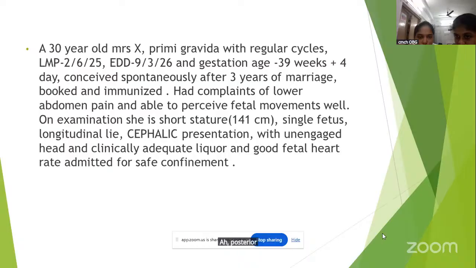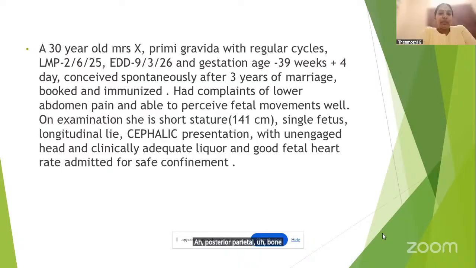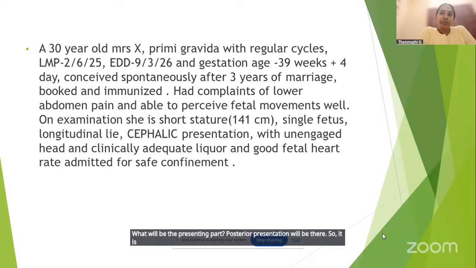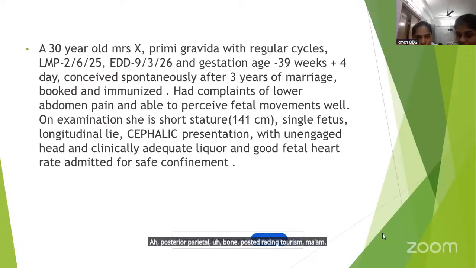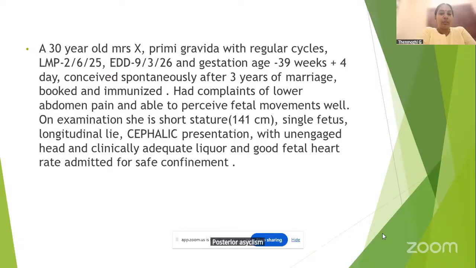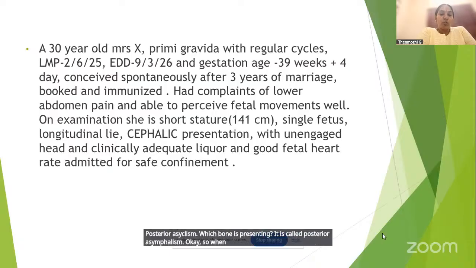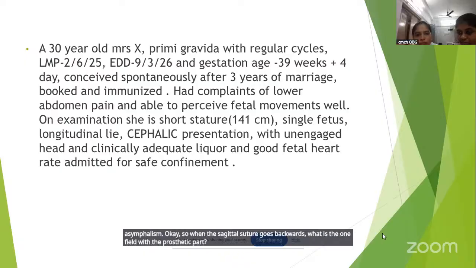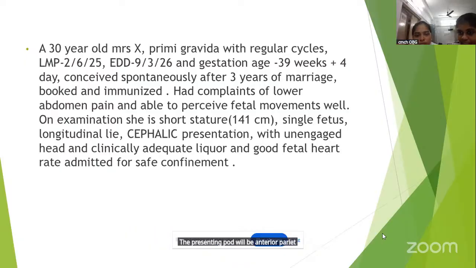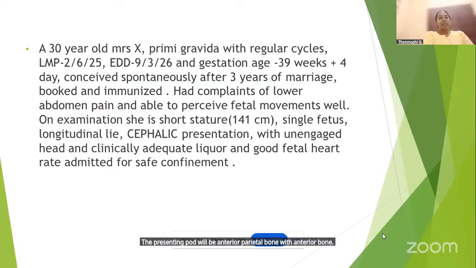The posterior parietal bone presentation will be there. So it is called posterior asynclitism, ma'am. Okay, so when the sagittal suture goes backwards, what will be the presenting part? The presenting part will be the anterior parietal bone. It is called anterior asynclitism.